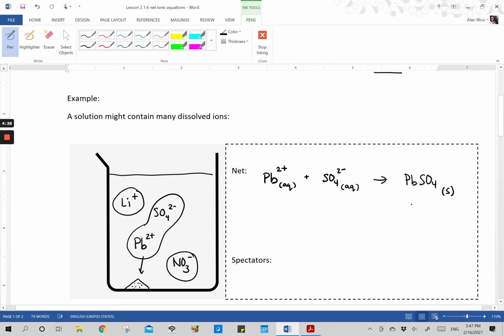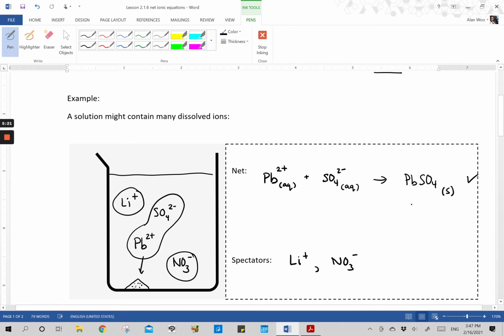Okay, so I double check to see if I need to balance. I have one Pb on both sides, so that seems to be fine. I have one SO4 on both sides, so the SO4s are balanced. I check for charge. +2 and -2 gives me 0. On the product side, I also have neutral charge. So this is my net ionic equation: Pb2+ plus SO4 2- to give me my lead sulfate. The spectator ions are the ones that were present but don't do anything. So in this case, I just list my spectator ions as Li+ and NO3-.